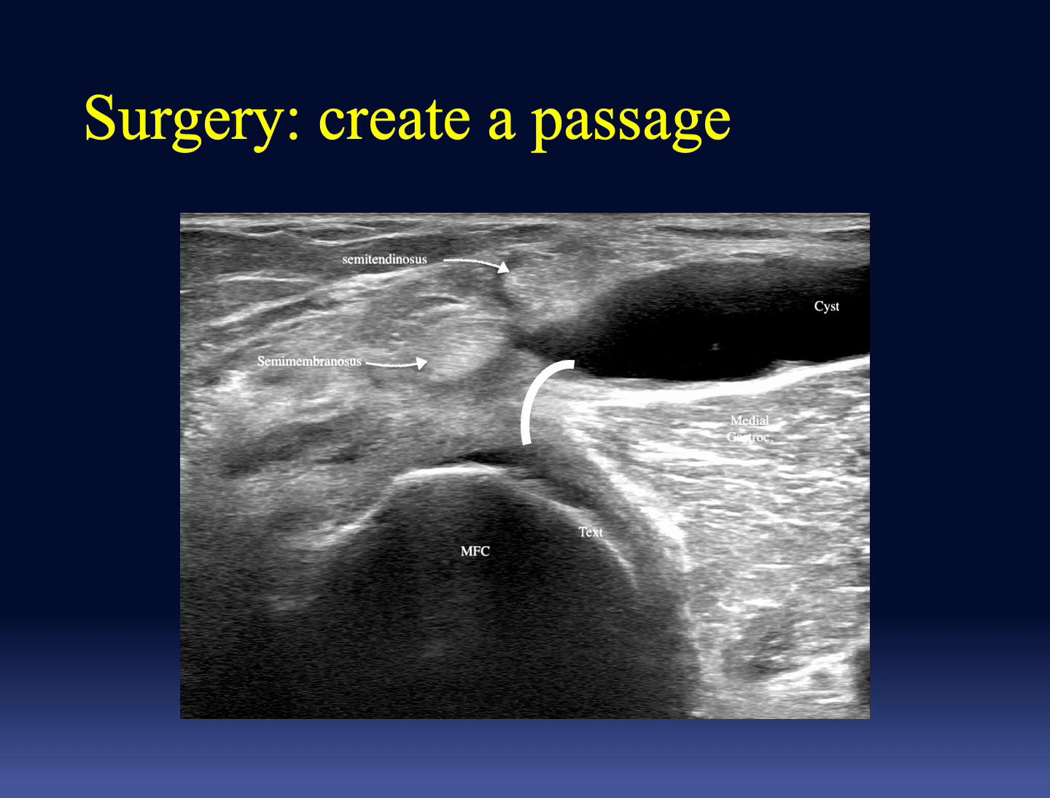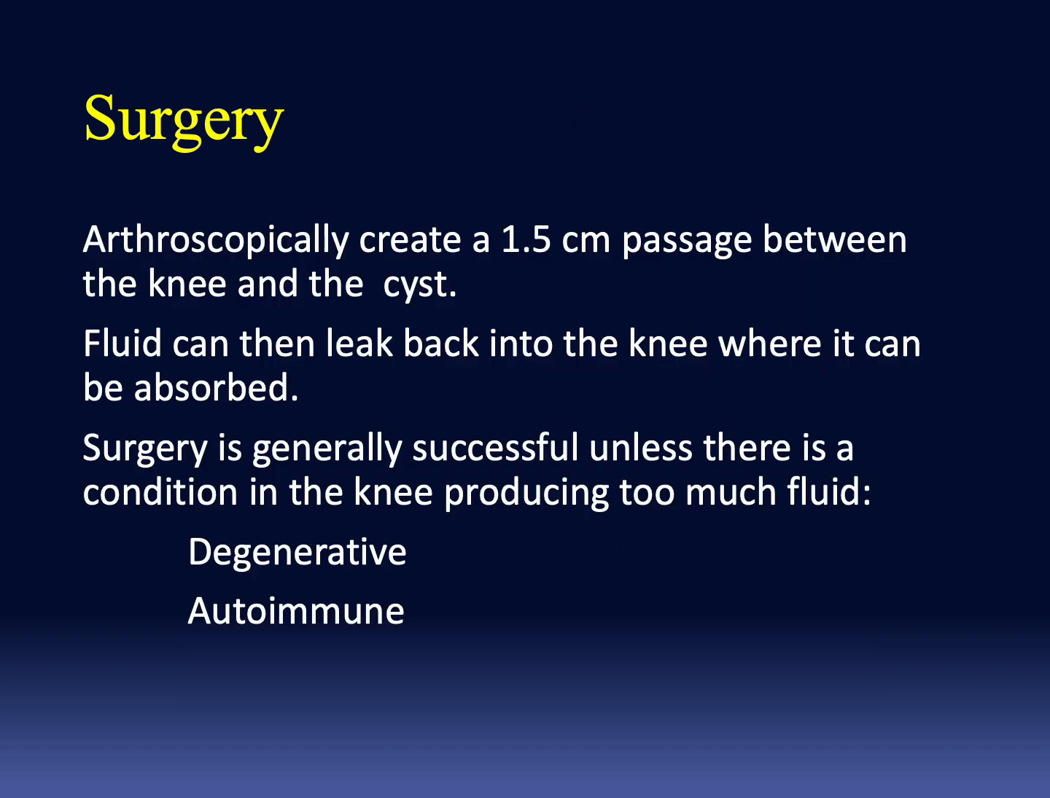At surgery, we would plan on creating a fenestration between the knee, next to the medial femoral condyle, into the cyst, and this can be done very well arthroscopically. We would create a passage that is at least 1.5 centimeters in diameter between the knee and the cyst. This then allows fluid to flow back into the knee, where it's more readily absorbed.